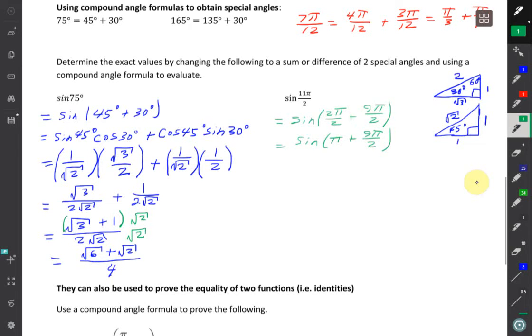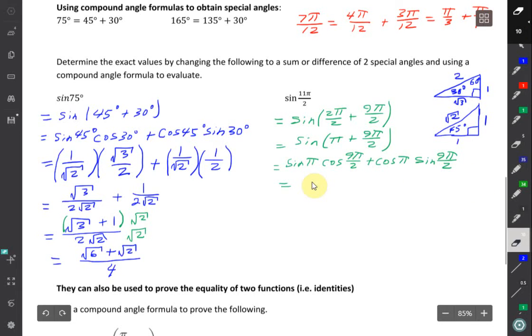Once again, this is sine, so similar to the other one, we would have the sine of pi times the cos of 9 pi over 2 plus the cos of pi times the sine of 9 pi over 2. So at this point, to do the sine of pi, I will need a diagram. So I'm going to draw my diagram over here so I can leave room for the rest of the work.